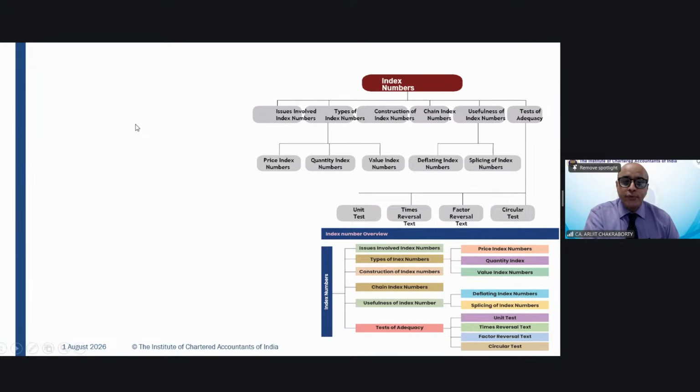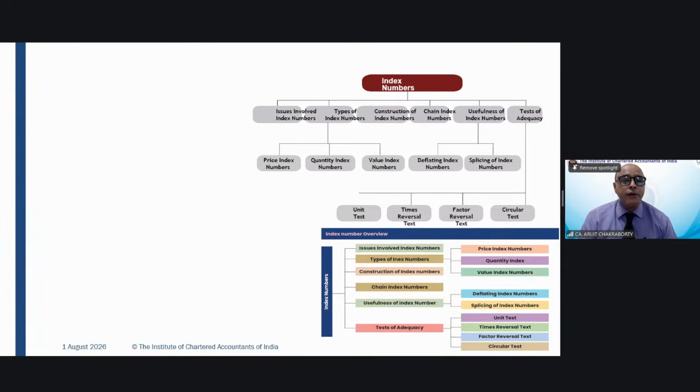So looking at first the entire subject of index numbers, which is chapter 18. We will first delve into the types of index numbers, the construction, and of course, we will move into the price index. We will understand quantity index and value index. Then how to deflate the index numbers, splicing, and how do we create chain index numbers through the link relatives.